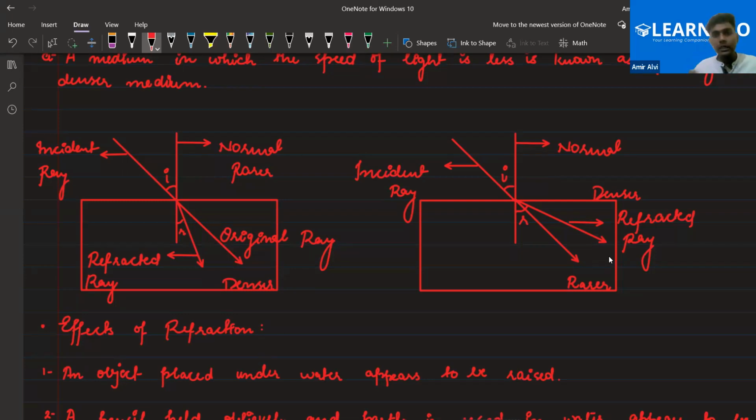So two cases are there. The first case is when the light ray goes from rarer to denser, it will always bend towards the normal. And in the denser to rarer medium, light will always refract away from the normal. Please let me know, everyone, is this clear to all of you? Arish, Junaid, Faizan, and Aayan.